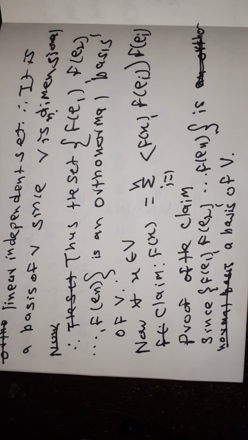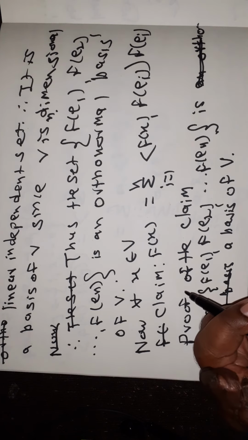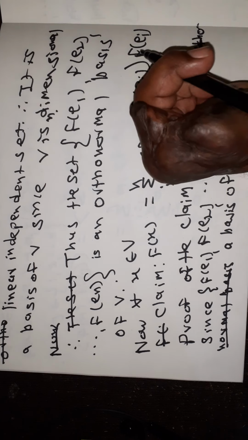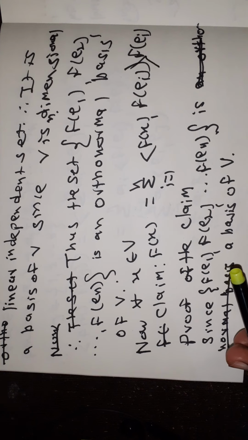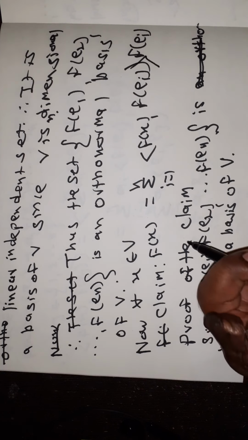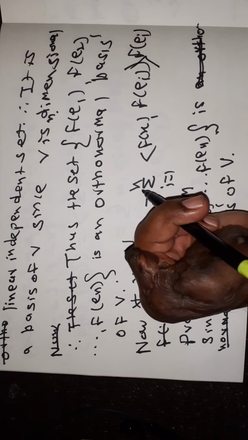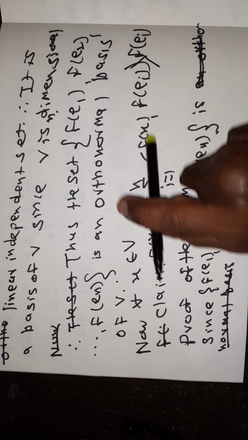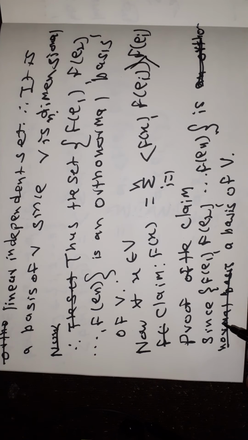Now for all x belonging to V, we claim f(x) is equal to the sum of the inner product of f(x) and f(ei) times f(ei), i goes from 1 to n. Here, for all x belonging to V, our claim is that f(x) is equal to the sum of the angle bracket f(x), f(ei), times f(ei), i goes from 1 to n. Now let us prove this claim.